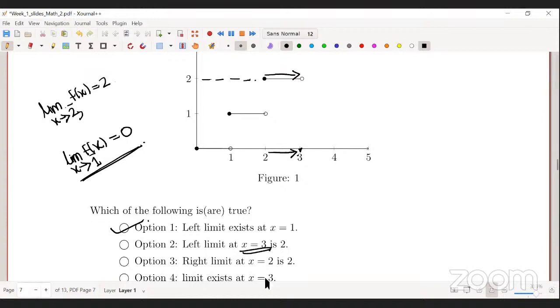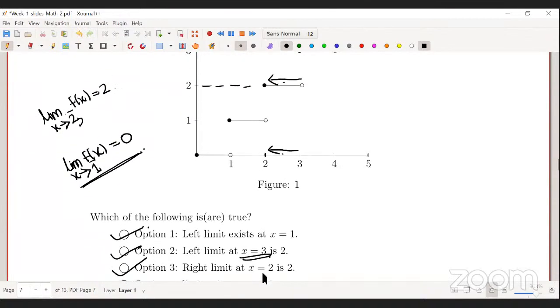Next: right hand limit at x equal to 2 is 2. I guess this is also correct. This is 2, and we want to compute the right hand limit. If you are coming to 2 from the right hand side of 2, you can see the value is basically 2, that line y equal to 2. So the right hand limit at x equal to 2 is 2, which is also correct.